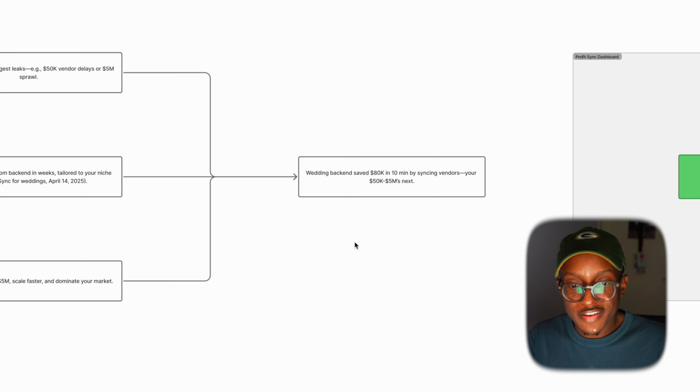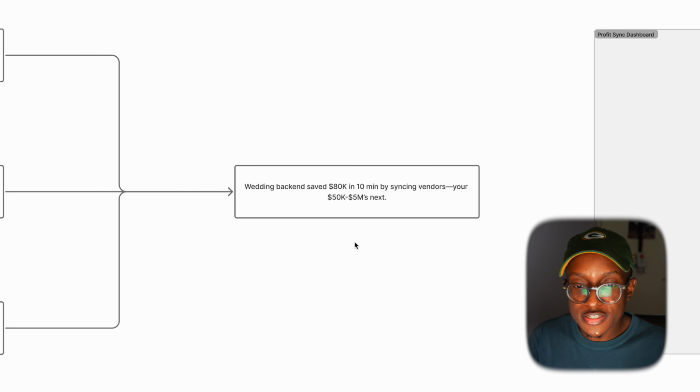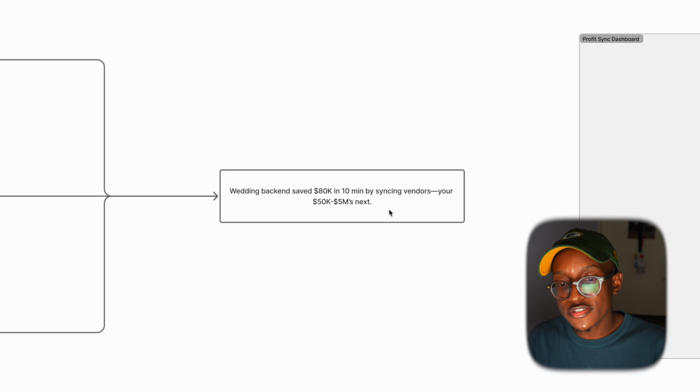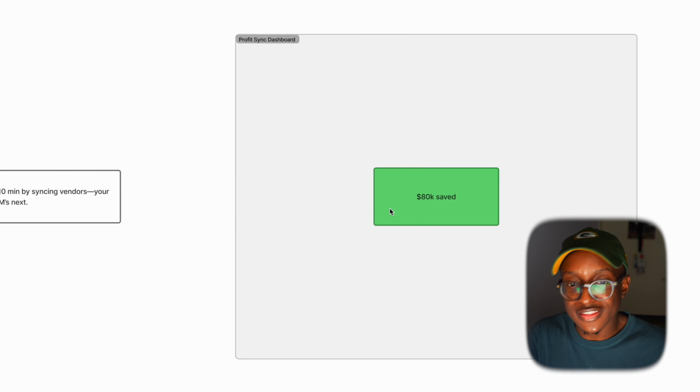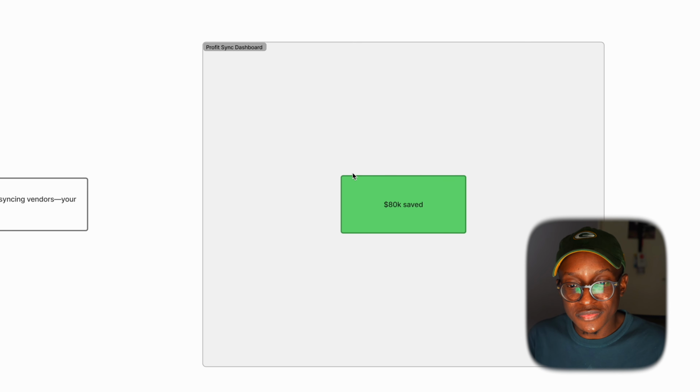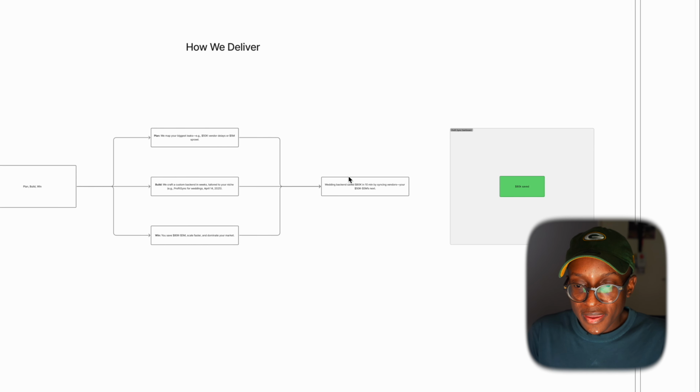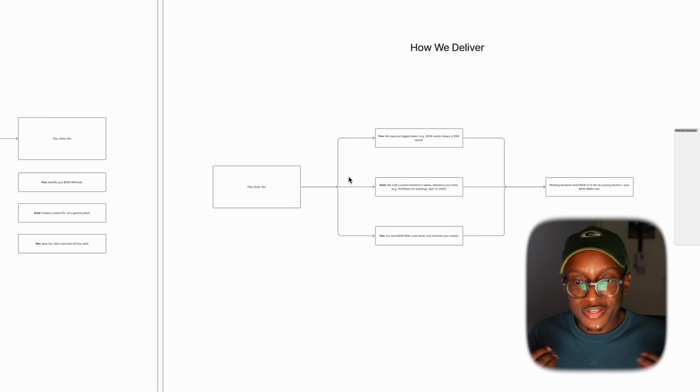And with that, we have an example of a wedding business backend that saved 80K in 10 minutes by syncing vendors. Your 50K to 5 million is next. We can just say this dashboard shows you that 80K is saved within your business. And essentially that is it.